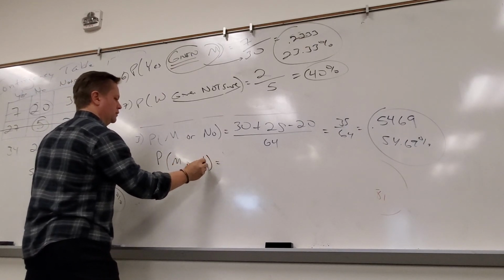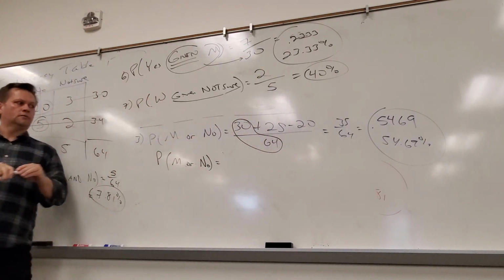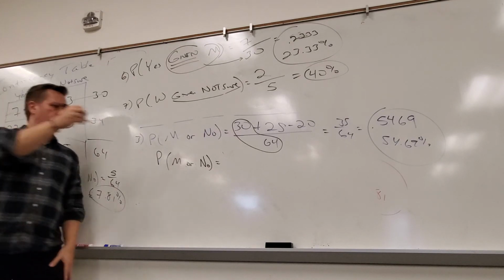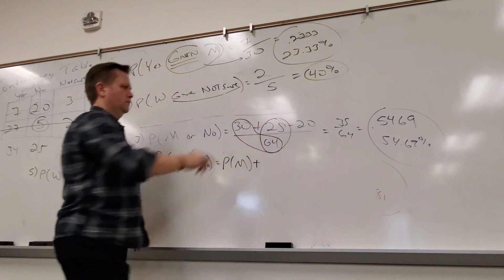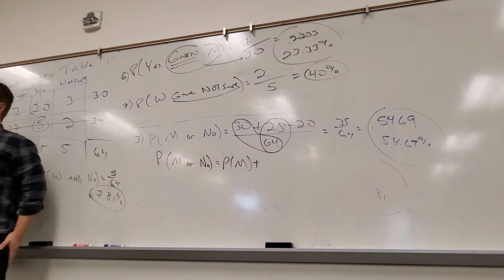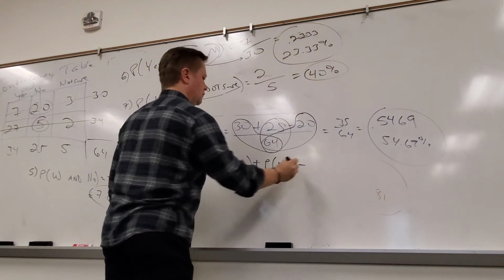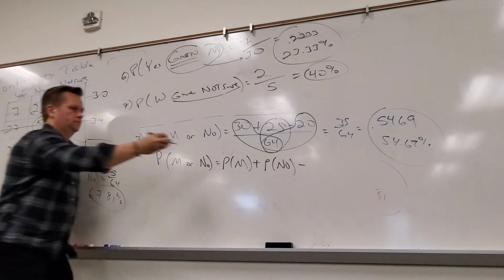So just to put this in symbols, what is this? Where'd that come from? Probability of a man, right? Plus, what's this? Probability that they said no. And then what's this? Subtracting the men back up. What exactly was the 20? The men who said no. Repeat it. So be very specific that they are a man and they said no.